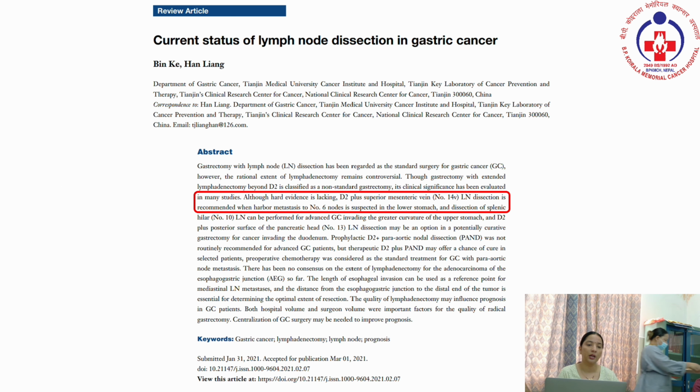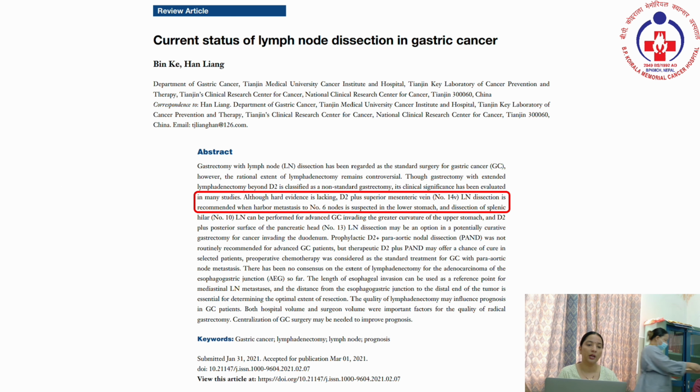In this article, we showed the current status of lymph node dissection in gastric cancer. As per this article, they have suggested that in D2 plus dissection, superior mesenteric vein lymph node level 14 dissection is usually recommended if there is metastasis in the level 6 node, if suspected.